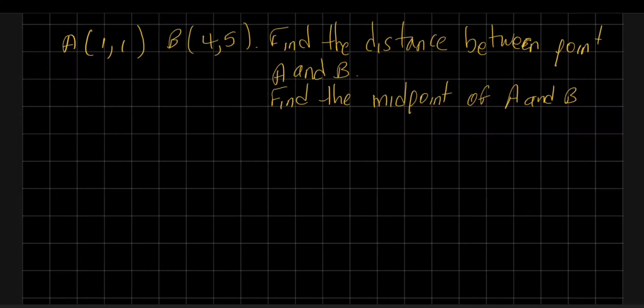Alrighty, so the instruction is we are given 2 points, a point A (1, 1) and a point B (4, 5), and we are asked to do two things: find the distance between the points A and B, and find the midpoint of AB. So let's tackle the first part of this question.